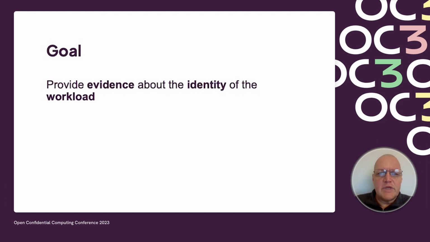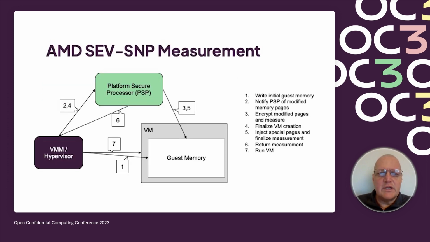At the moment, we use AMD SEV-SNP as a trusted execution environment, so I think it is useful to discuss the measurement process. When a VMM wants to launch a new VM, it starts by allocating some guest memory for this VM. It then writes some content to this guest memory. In our case, this is the stage 0 and OC restricted kernel binaries. The VMM then notifies the platform secure processor, or PSP, of the modified pages. The PSP measures these pages and encrypts them so that they become readable from within the encrypted virtual machine.